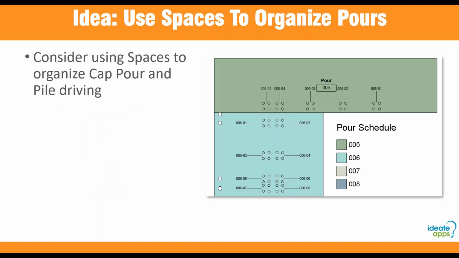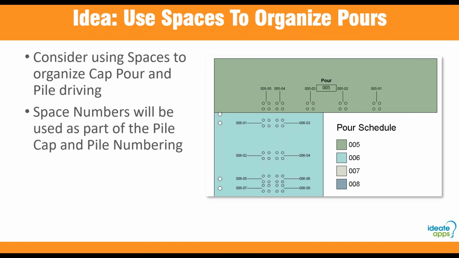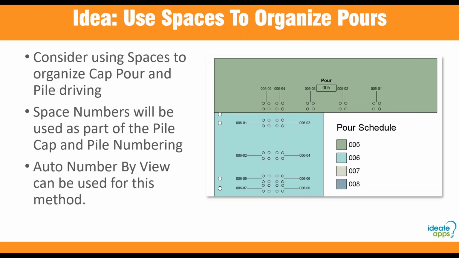You know, most of the MEP folks do. So we can put spaces in there, and if the piles are inside of a space, we'll be able to recognize it and help you number your piles. So be thinking about that. The space numbers will then be used as part of the pile cap and pile numbering. And then you can use the auto number by view for this method to automatically number the piles and the pile caps, basically that whole nested family.